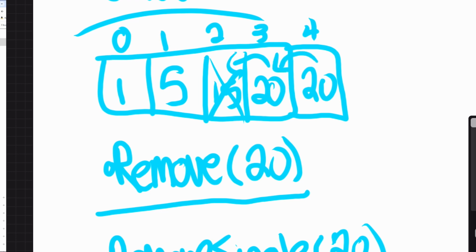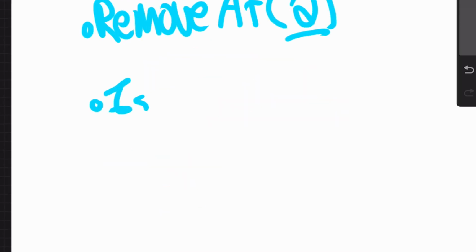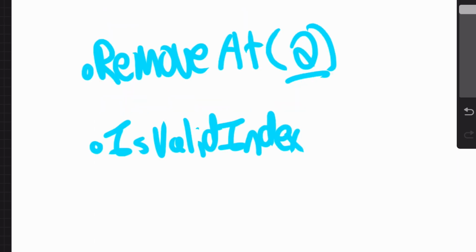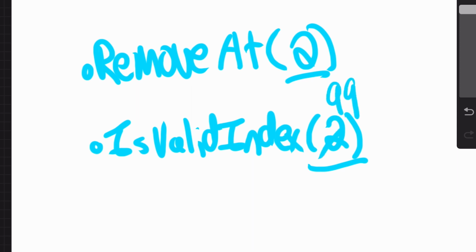Now, it's important to note here that you might want to use another function called isValidIndex to first check if this index exists in the array. Because if we called isValidIndex on 99, well, this would fail. This would say false because 99 doesn't exist in our array. But if we try to remove at an index that doesn't exist, it's going to cause errors and make your life really messy. So that's the basics of arrays.